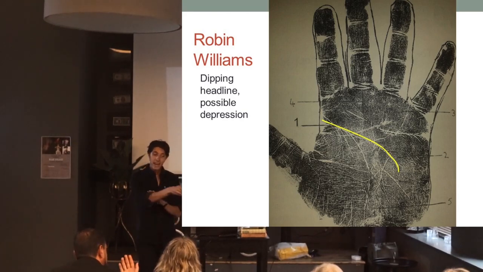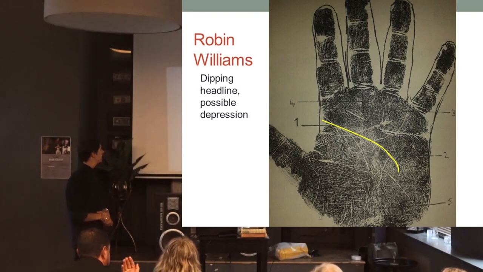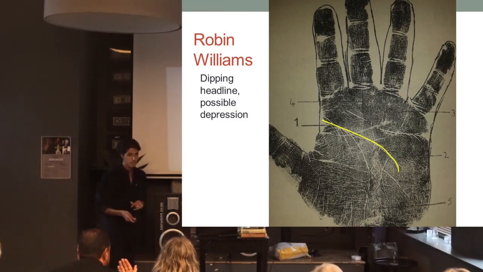And this is a handprint of Robin Williams, and of course he did suffer from depression. So we're just giving examples of how these things translate.